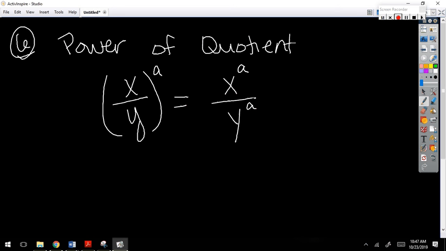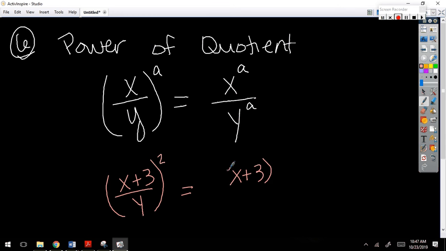Look at this. What if it was x plus 3 over y raised to some power, maybe 2? You would have to do this, x plus 3 squared over y squared. Not yet, you can't distribute it there.